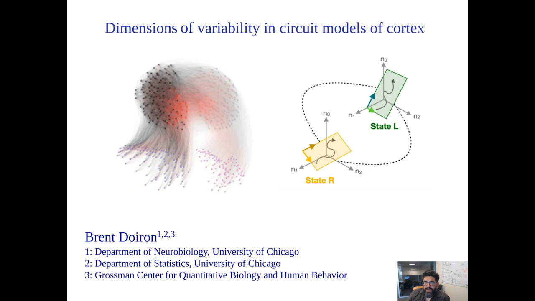My name is Brent Doiron. I'm a professor of neurobiology and statistics at the University of Chicago. I'm also the director for the Grossman Center for Quantitative Biology and Human Behavior. This is a new center devoted to theoretical neuroscience here at the University of Chicago, and we're excited to share our growth with you over the next coming years.